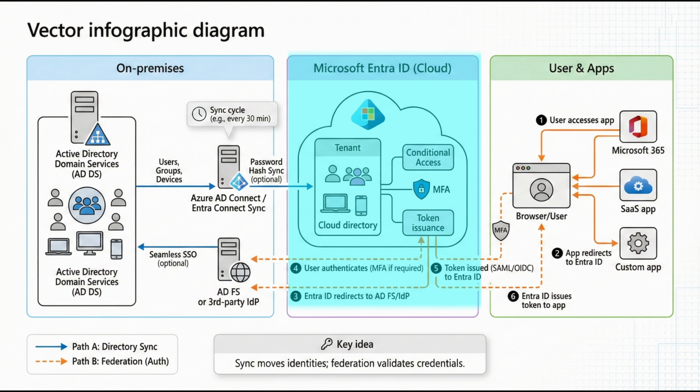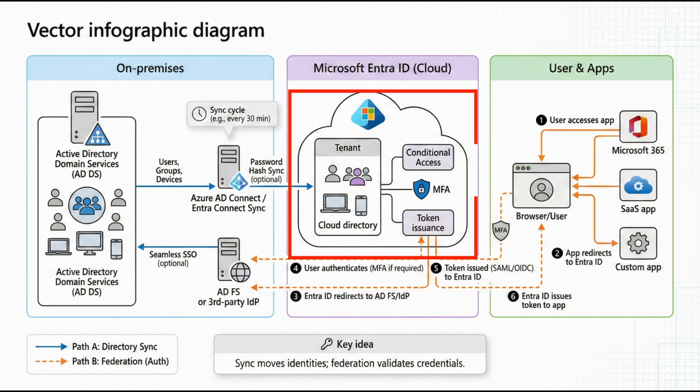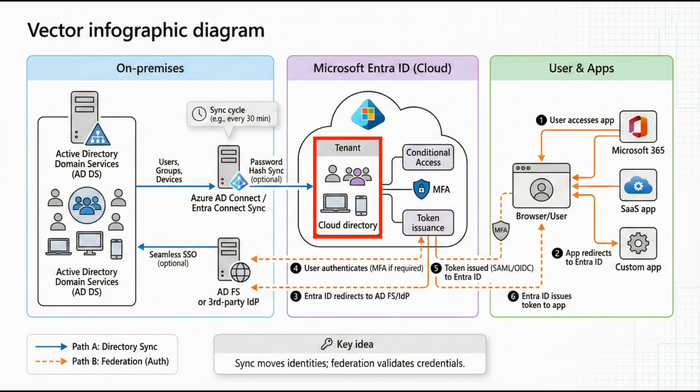Now in the middle, we have Microsoft Entra ID. That's basically the cloud identity brain. This is where your cloud tenant lives, security rules apply, multi-factor authentication happens, and tokens are issued from here. It basically contains your cloud directory service where all your synchronized users are stored, and also the cloud users. So Entra ID becomes the traffic controller in the sign-in process.